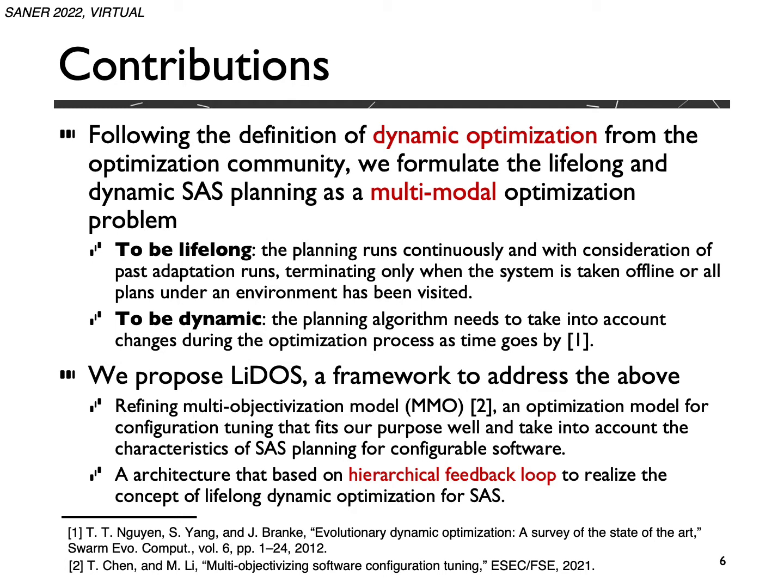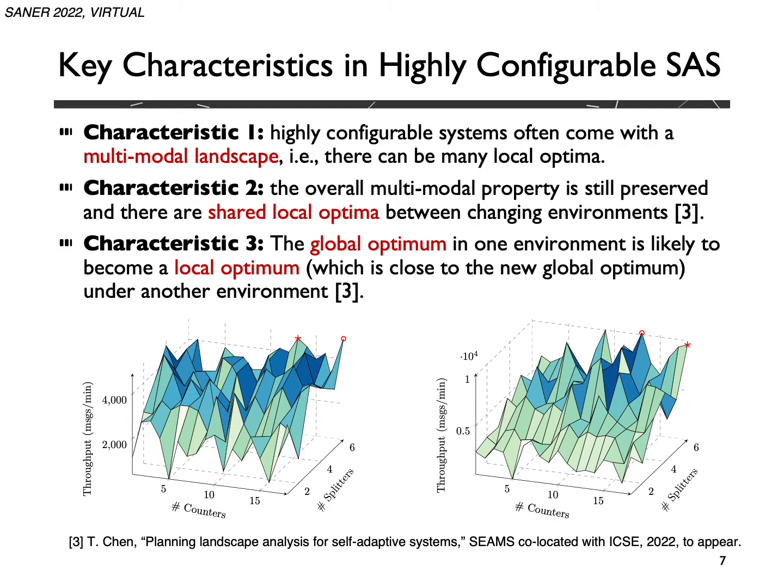So to do that, we propose LEADERS. It's a framework to address the above, and we basically do two things. Firstly, we refine a multimodal optimization model, MMO, an optimization model to fit our context based on our needs and observations. And secondly, we design an architecture based on a hierarchical feedback loop for the runtime adaptations.